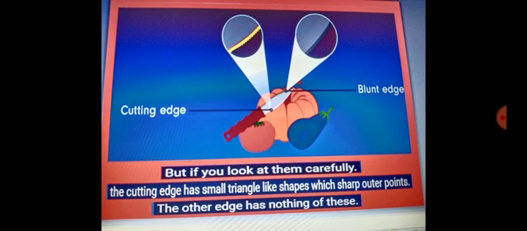And when the knife becomes blunt, that means the area of contact between the knife and the object increases. Therefore, the pressure exerted becomes less. Therefore, blunt knives do not cut objects easily.